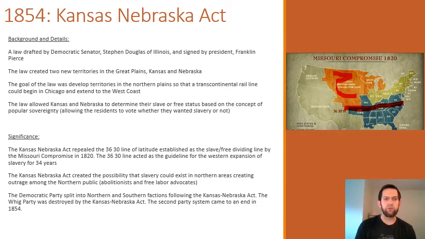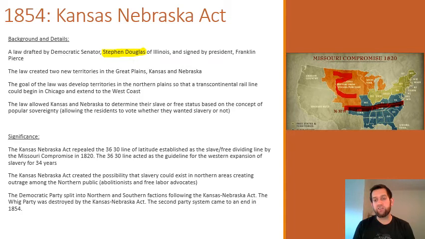So there was one guy who really wanted Kansas and Nebraska to come into the country. That was this guy, Stephen Douglas. You might remember his name, right? He came up as one of the guys who helped push the Compromise of 1850 through. And he had his own interests in mind.